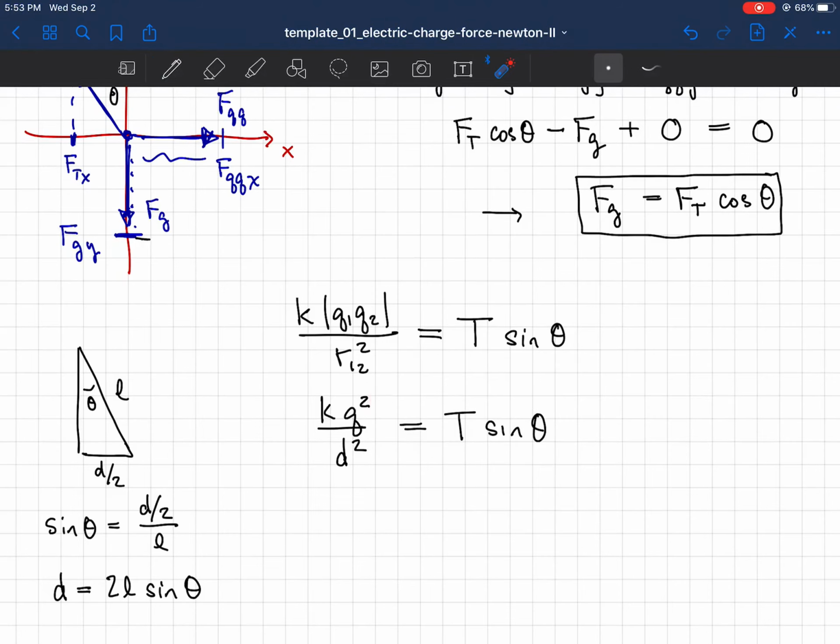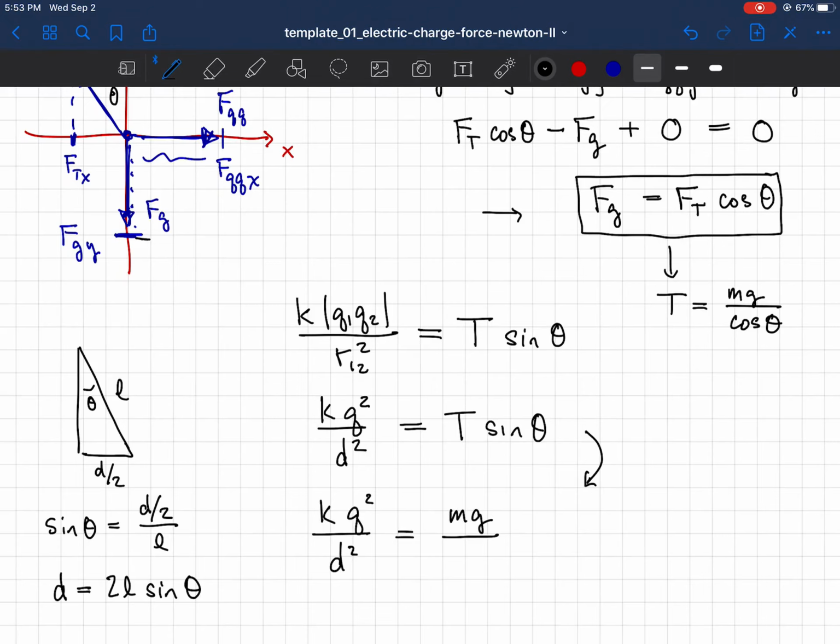Well, in order to find out what Q is, I need to know what everything else in this equation is. So it looks like I will need that expression for L to get d, but I also don't know what T is. But of course I have a second equation from Newton's second law, and so that second equation tells me that T is equal to F_g, which I can write as mg, over cosine theta. So if I continue on with this equation, then I can write kQ squared over d squared is equal to the tension, which is now written as mg over cosine theta times sine of theta.